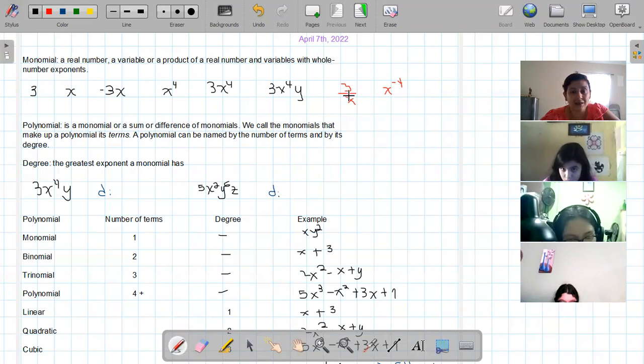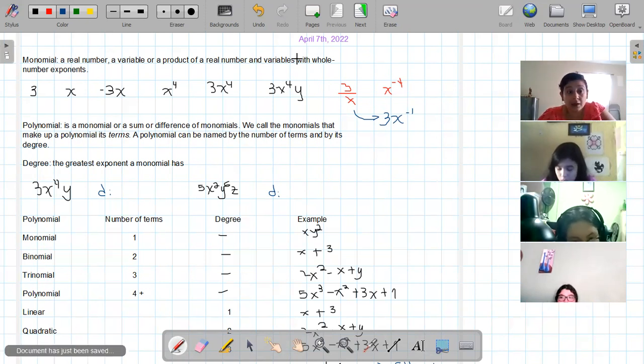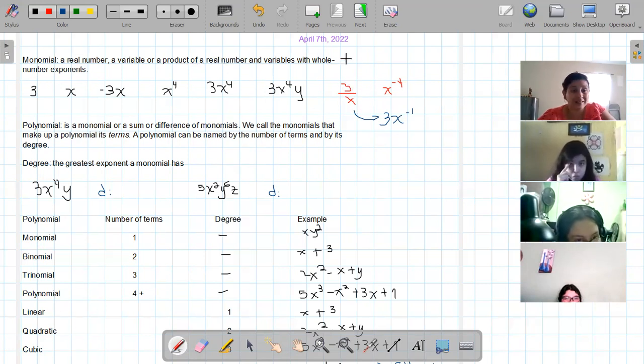Remember that if we make this just to a number that doesn't have a fraction, this number over here is going to become 3x to the -1. So we don't have it as a rational number. Remember, rational numbers are fractions. So if we don't have it as a rational, then we have a variable that has a negative exponent. Negative exponent is not a whole number. Remember, whole numbers are only positives. So this is why it's in red. X to the -4, also -4, that is not a monomial. So monomials are only products. This is a quotient, a division. So that's not a monomial.